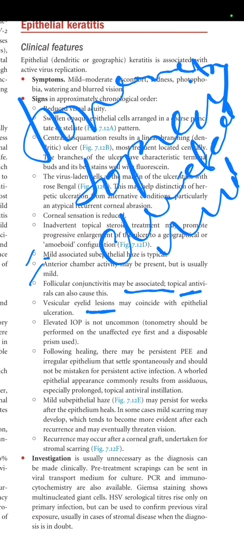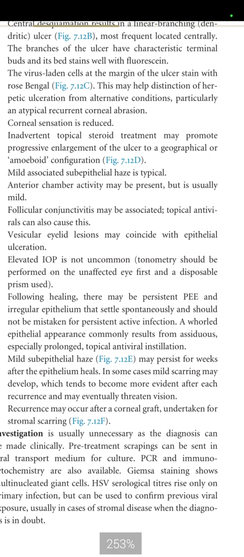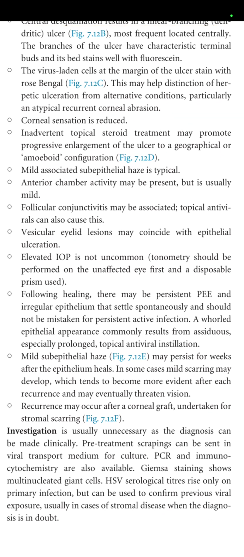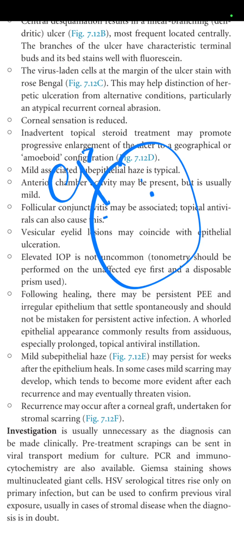Following healing, so what happens if the ulcer heals? Following healing, there may be persistent punctate epithelial erosion and irregular epithelium that settles spontaneously and should not be mistaken for persistent active infection. An epithelial appearance commonly results from toxicity, especially prolonged topical antiviral instillation. So maybe after healing there can be a long time chronic picture, but this is not an active infection.